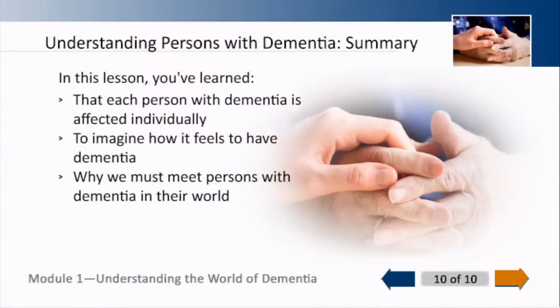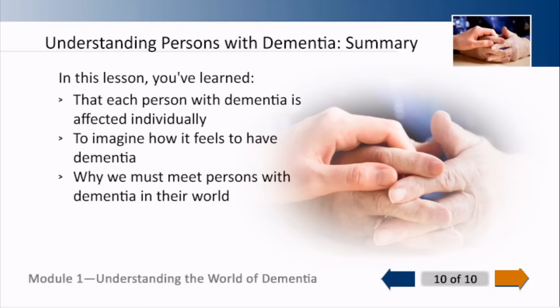Understanding people with dementia, we've learned that each person with dementia is affected individually. None of us react the same. To imagine how it feels to have dementia and why we must meet people with dementia in their own world.